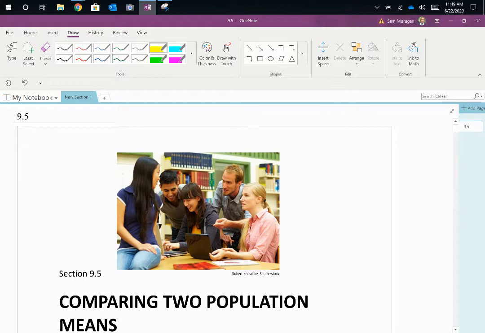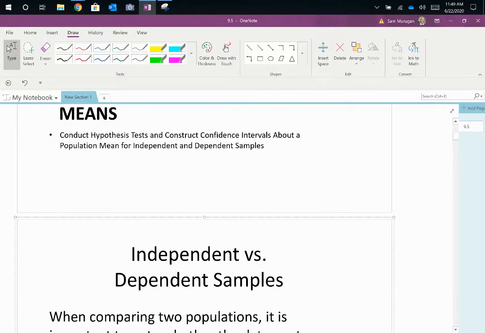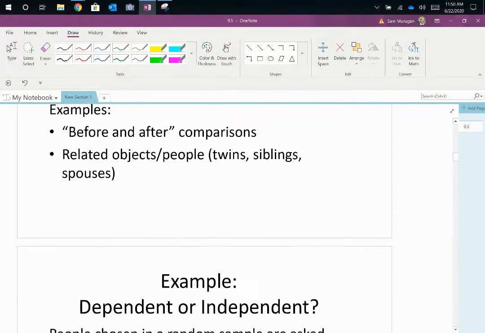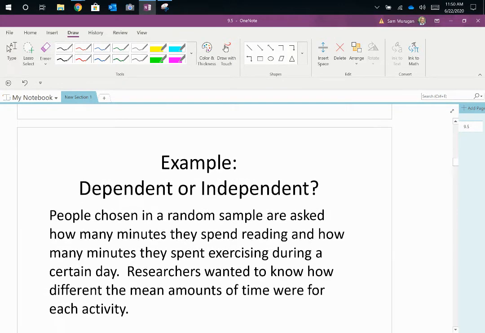So this is our final chapter, chapter 9.5 for the course, and it's all about comparing two population means. So we're going to go through the process of doing that, conducting hypothesis tests, and constructing confidence intervals about a population mean for independent and dependent samples. Now, what do we need to know here? How to determine whether a sample is dependent or independent.